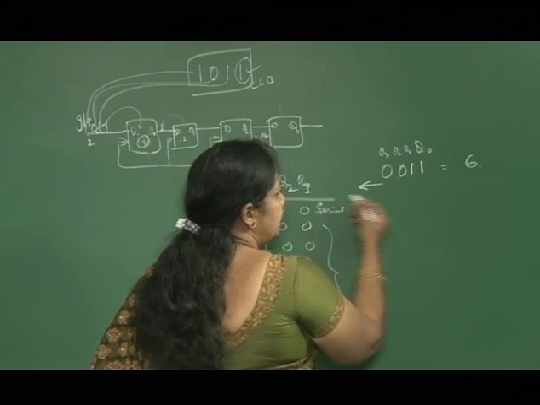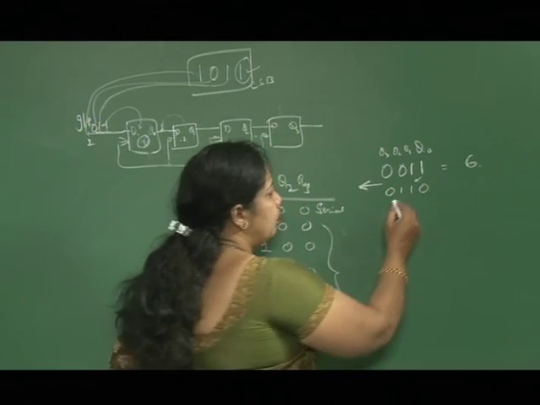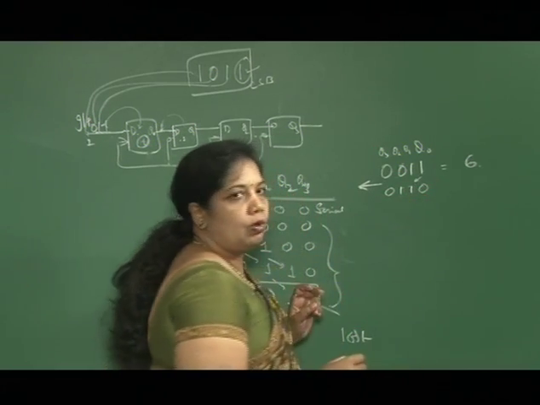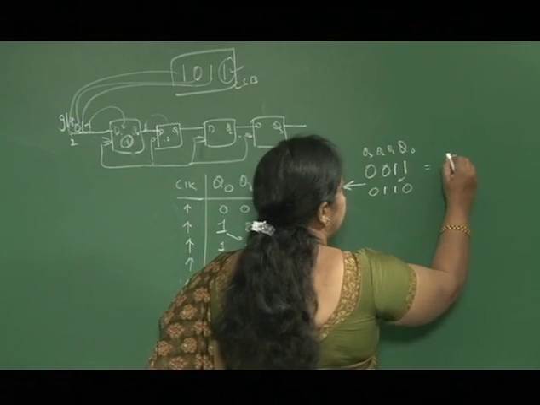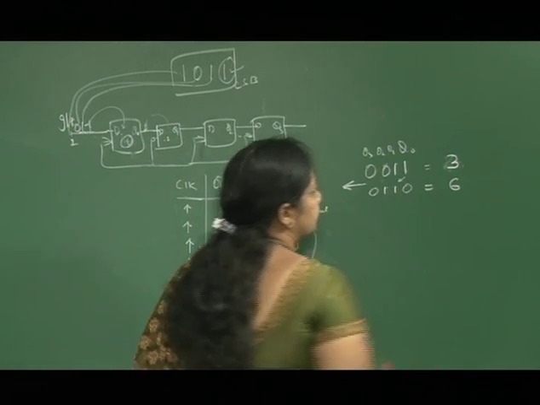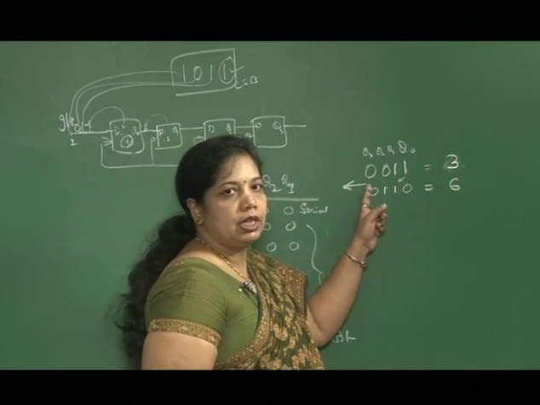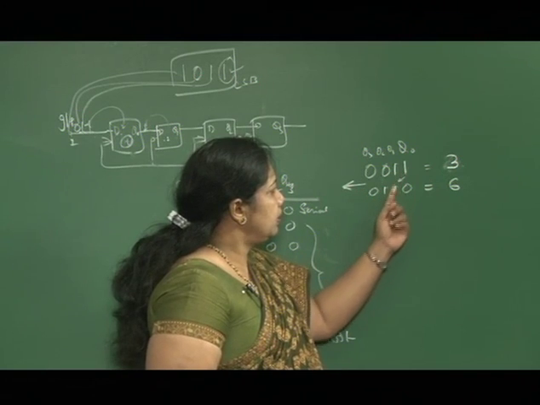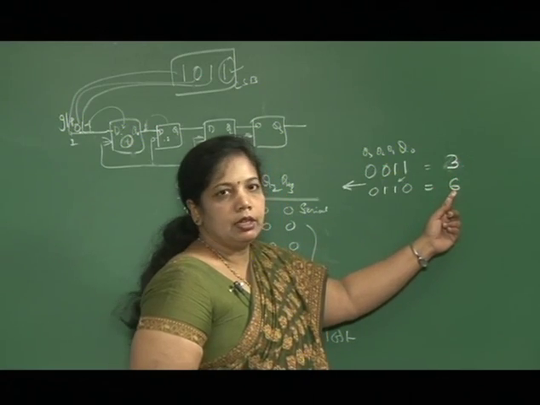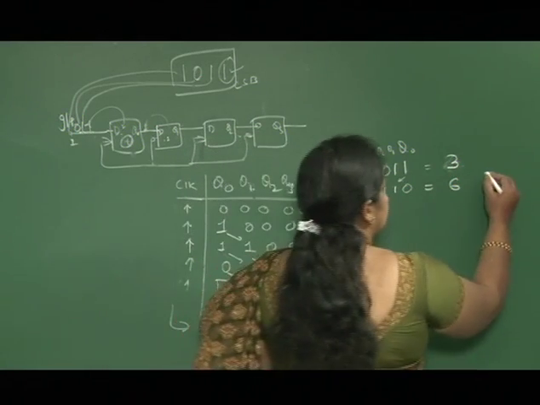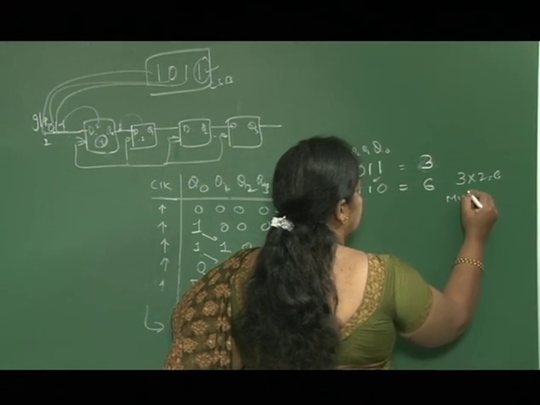Suppose I do left shifting, I will get 0110. So what is this 0110? It is nothing but 4 plus 2, which is 6, whereas 0011 is 2 plus 1, which is 3 in decimal. When I do left shifting, this 1 will appear here, and this is 6. So your data has been doubled here. It is nothing but 3 twos are 6. So with a left shift operation, you are doing multiplication.